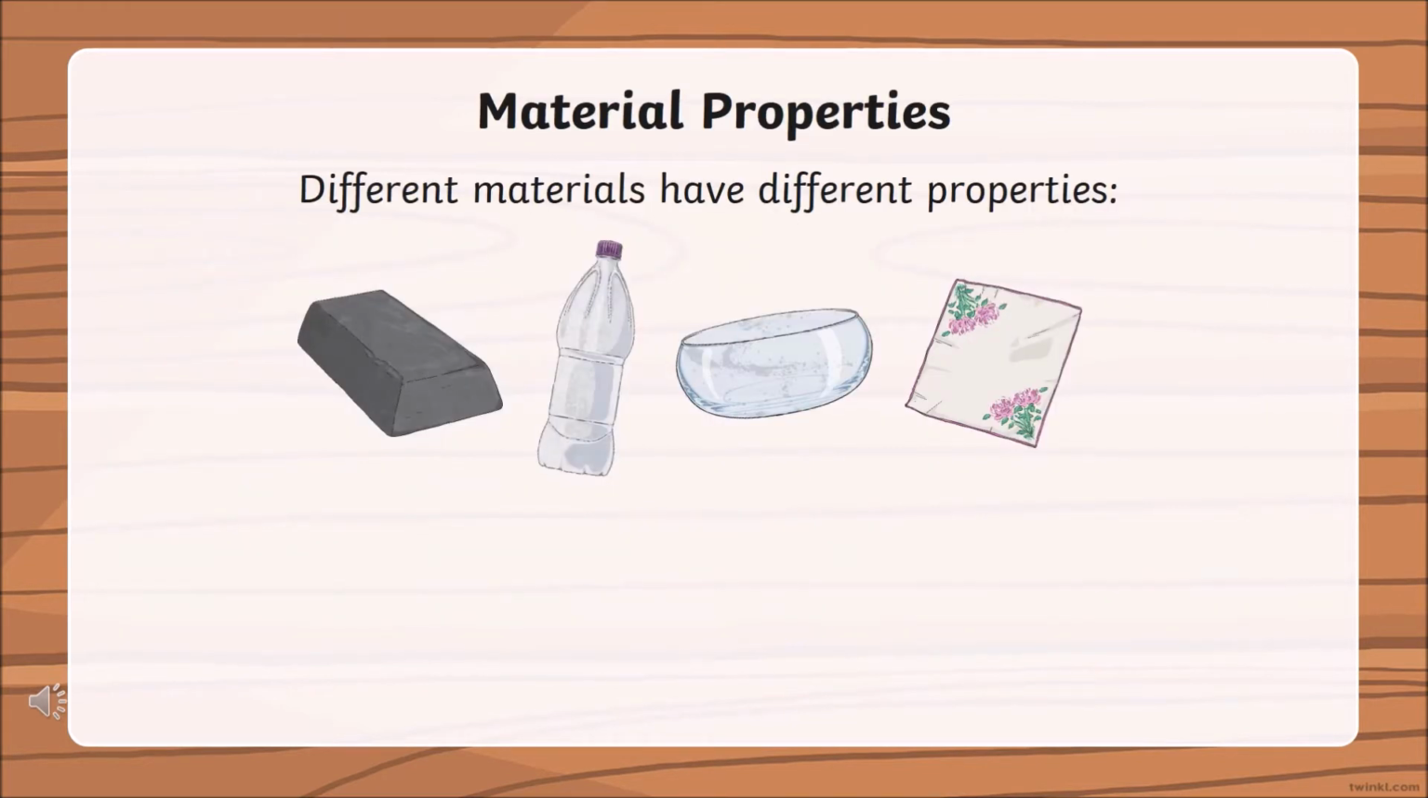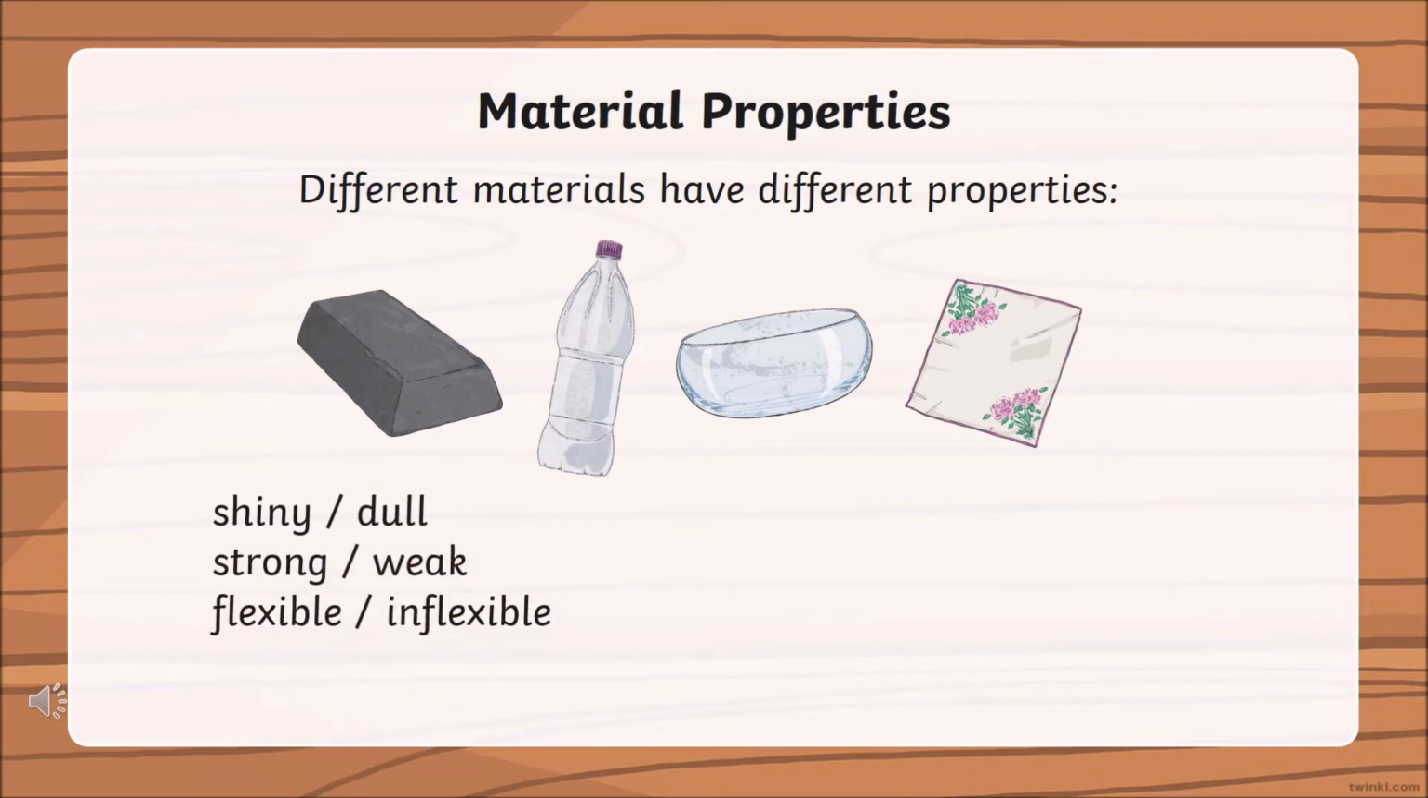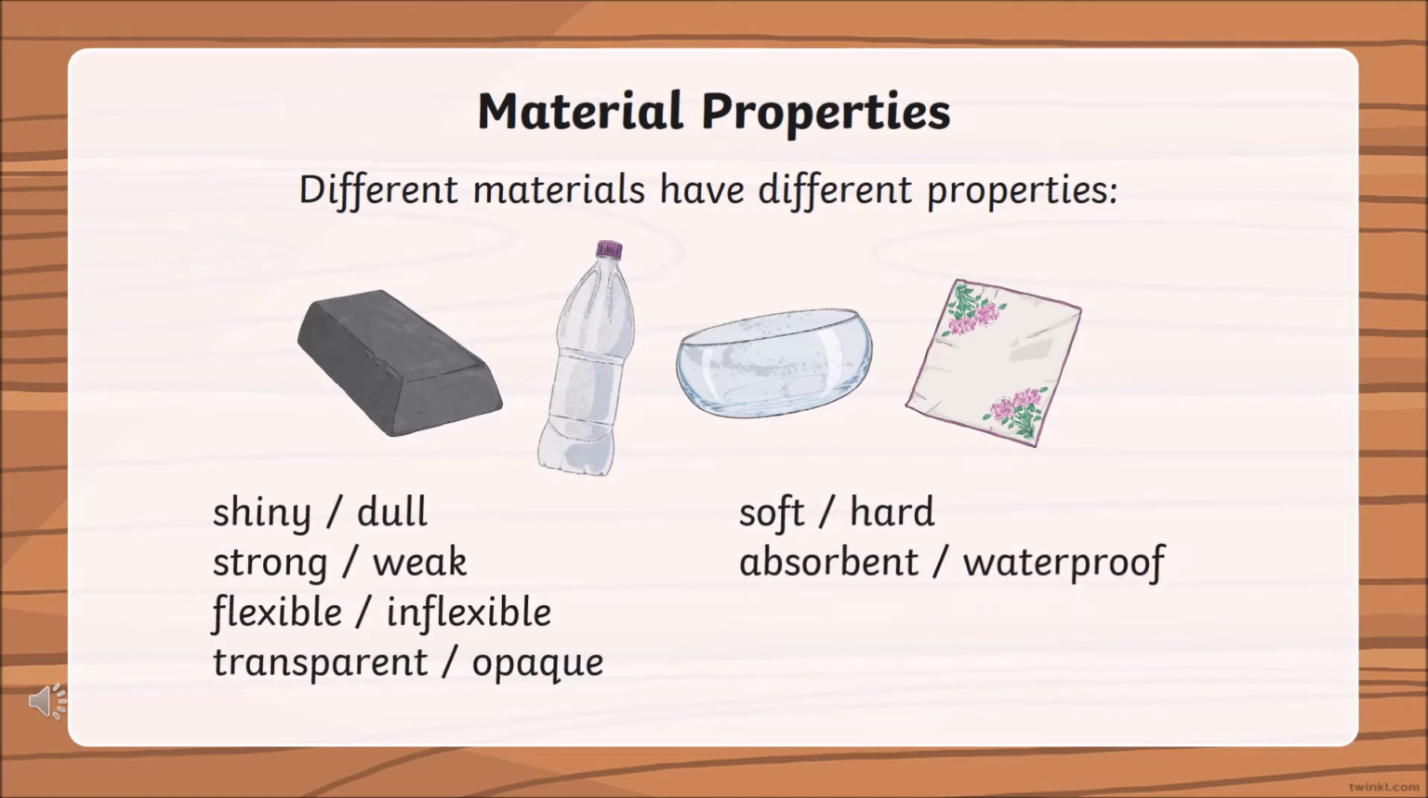Different materials have different properties. As you know, they come in pairs, the opposite of each other. We studied 7. So can you remember what they are? Can we list them all? We have shiny and dull, strong or weak, flexible versus inflexible, transparent or opaque, soft and hard, absorbent versus waterproof, and magnetic and non-magnetic.